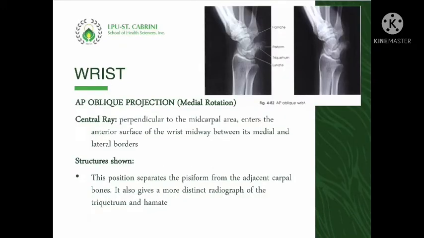The central ray is directed perpendicularly to the mid-carpal area and enters the anterior surface of the wrist to a point midway between its medial and lateral borders. This will visualize the pisiform separated from the adjacent carpal bones and gives a more distinct radiograph of the trapezium and hamate.